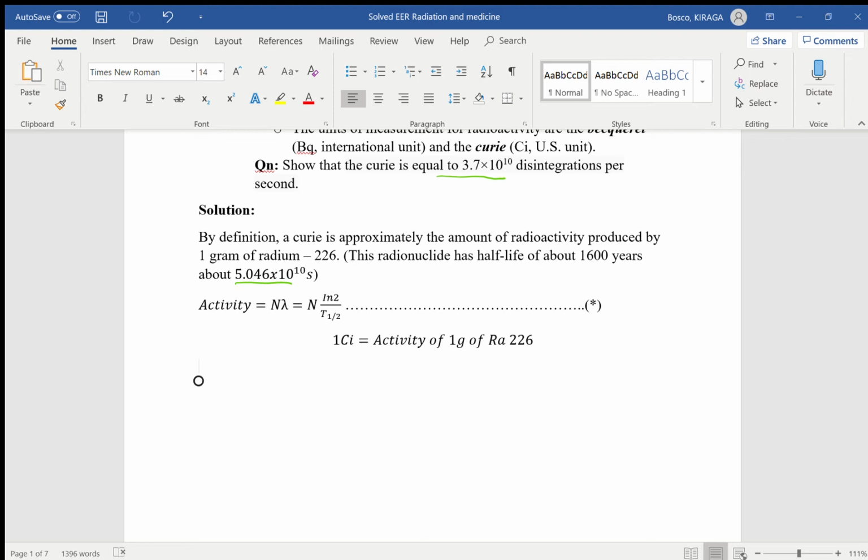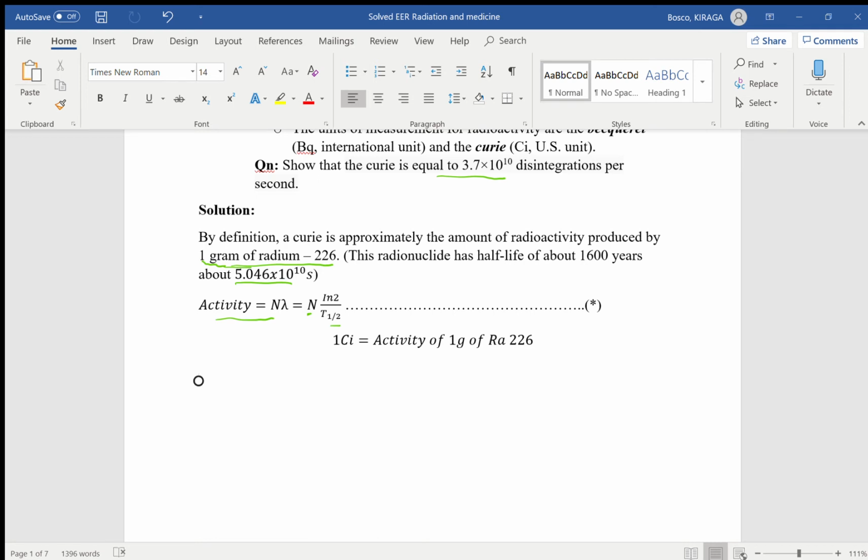First, we have to remember that activity of a source is the same as the number of active atoms times the decay constant, whereas the decay constant is the same as ln2 divided by the half-life of that substance. So for us to calculate the activity of 1 gram of radium-226, we must use this formula, for which we already have the ln2 and the half-life. Therefore, we are only looking for the number of atoms that are present in 1 gram of radium-226.